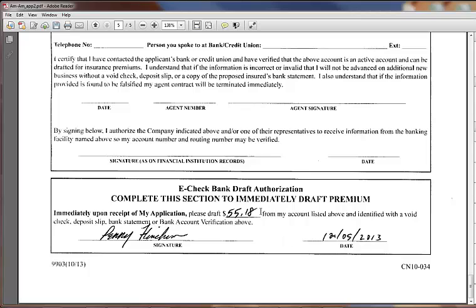Then they draft out the first premium. If something happens in that next week, 2 weeks, 3 weeks, then that person would not be covered. So that is important.